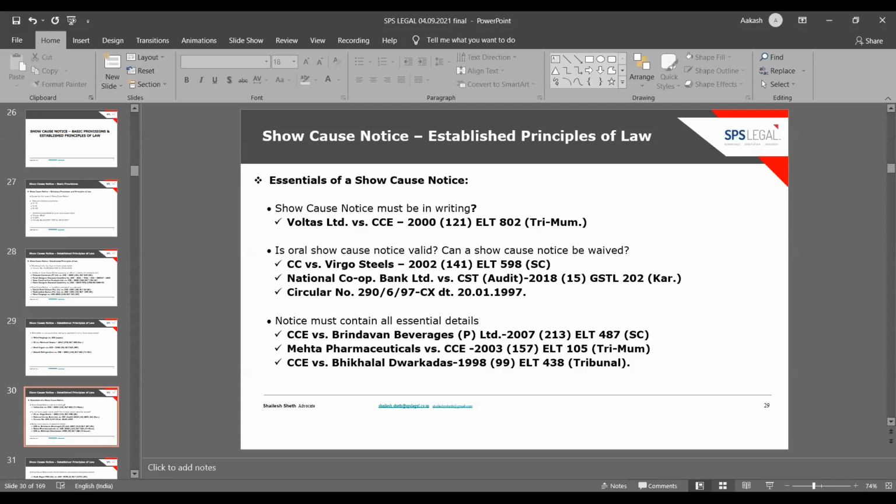We have to specifically challenge the vagueness of the allegations by the reply. One need not assume, presume, or get into the shoes of the revenue officer to guess what he might have probably thought of. And these similar views have been expressed by the Tribunal Mumbai in Mehta Pharmaceuticals and Bikhalal Dwarkadas. Friends, these are all fundamental principles of law which are equally good for the GST regime also.